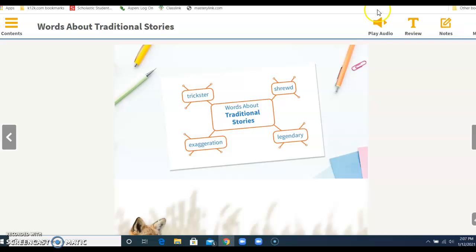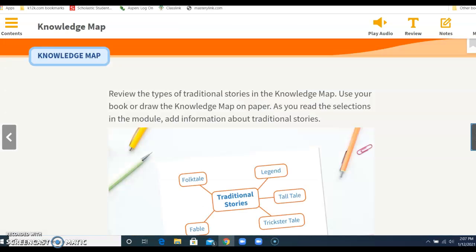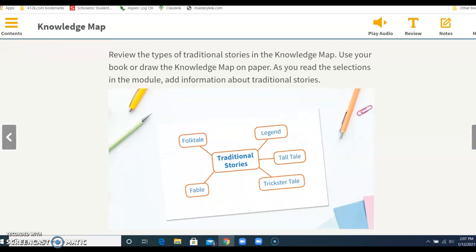The next thing I want you to look at is I want you to turn your page to the knowledge map. And that knowledge map is on page 78 and 79. So on the knowledge map, it reviews the types of traditional stories that you could look at. Now, as you were doing your story with your teacher, you might have been filling this in along the way, or maybe you're taking time to go back right now and fill this in.